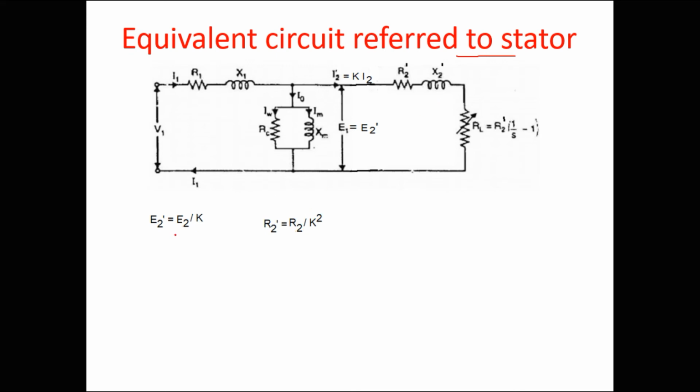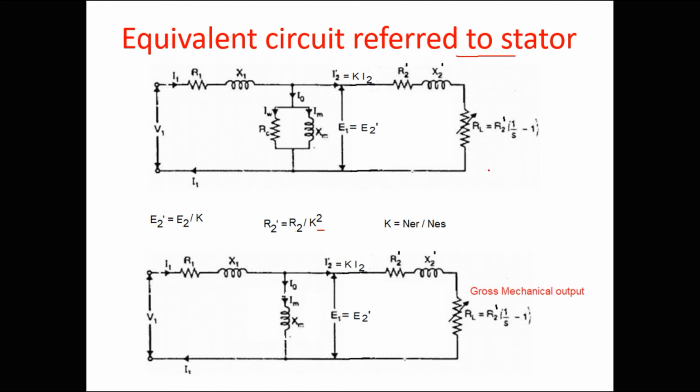We know for the active sources we have to use the turns ratio as K, and for the passive elements we have to use the turns ratio as K square. And the turns ratio here is the effective turns on the rotor by effective turns on the stator. In a transformer we write that turns ratio as N2 by N1, and here instead of 2 and 1 we have rotor and stator. So that's all. And now we are going to rearrange the equivalent circuit by including losses in their corresponding places.